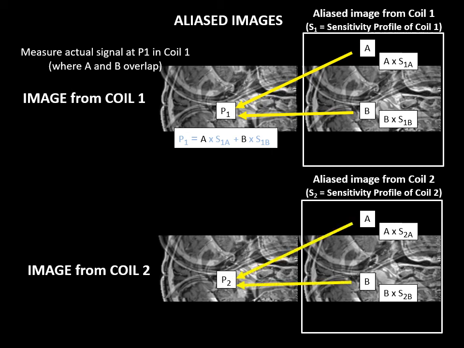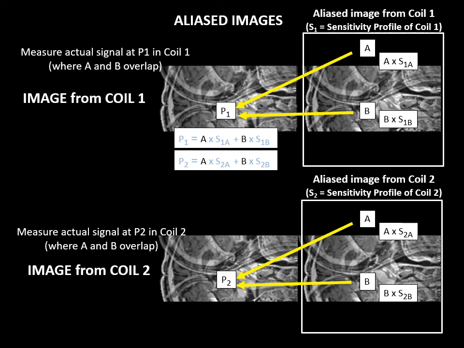The same is true of the point in the aliased image from coil number 2. So we can measure that value with coil number 2. And again, we can measure the true value of the intensity at point number 2. We know what the signal intensity profile is at points A and B, so we can write that second equation. So everything that's shown in blue font is known quantities. The only thing that we don't know is what's shown in black font, the values of A and B.